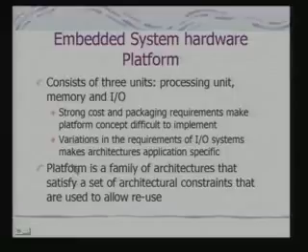So for an embedded system hardware platform, what do you expect in such a platform? You would expect a processing unit, memory and I/O, but strong cost and packaging requirements make the platform concept difficult to implement, because they can come with different kinds of requirements in terms of cost and packaging, because packaging also decides the size. Variations in requirements of I/O systems make the architecture application specific. So you cannot have all sorts of I/Os implemented in a platform, because many of these appliances actually differ in terms of the I/Os that they support.